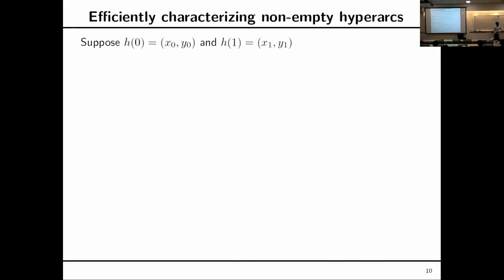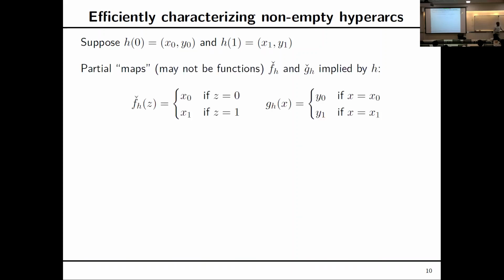All right. Okay. So we want to efficiently characterize non-empty hyperarcs, meaning I need to figure out how to say that this set H is actually non-empty. So here's a simple example. Suppose I give you that function H of Z takes only two values: H of 0 be x0, y0, H of 1 be some x1, y1.